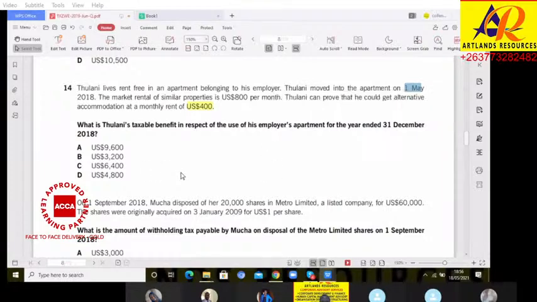For the year ended 31 December, starting 1 May, how many months are there? May, June, July, August, September, October, November, December. 400 times 8, which is 3,200. 8 months.